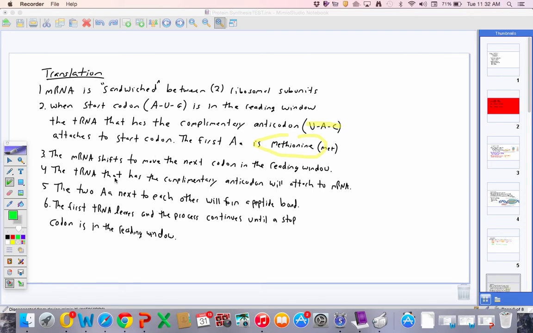The mRNA shifts to move the next codon into the reading window. So it's going to shift over. The next 3 base long piece of mRNA will move into the reading window, and the tRNA that has that complementary anticodon will attach to the mRNA. The 2 amino acids that are now next to each other will form a peptide bond. And once that peptide bond is formed, the first tRNA that had the methionine will now leave, and the process will continue until we get to a stop codon. And there's 3 stop codons.